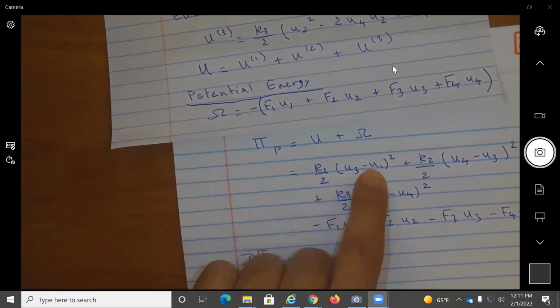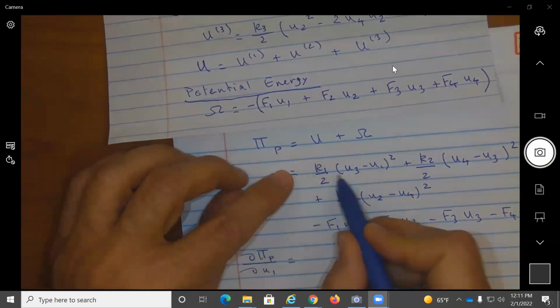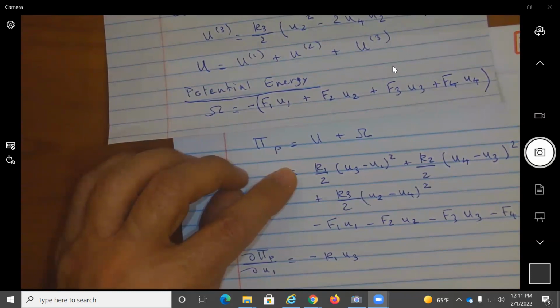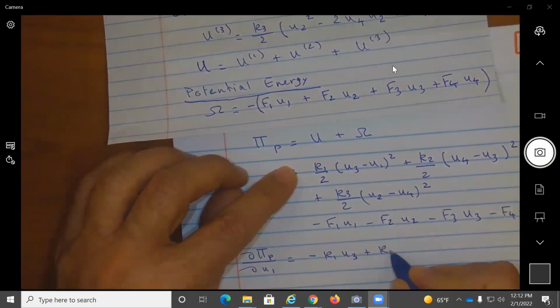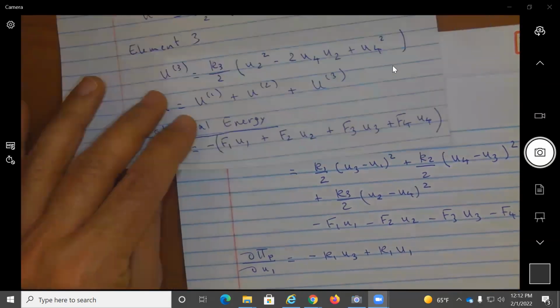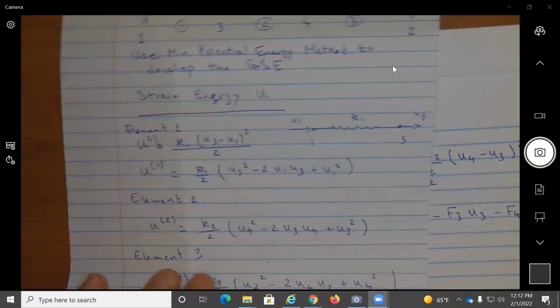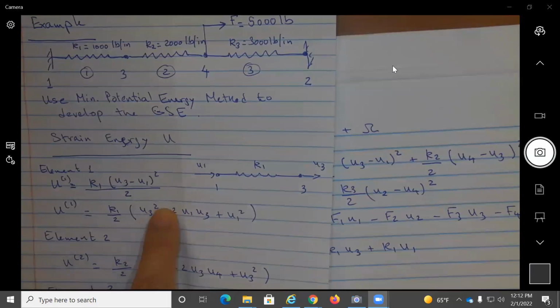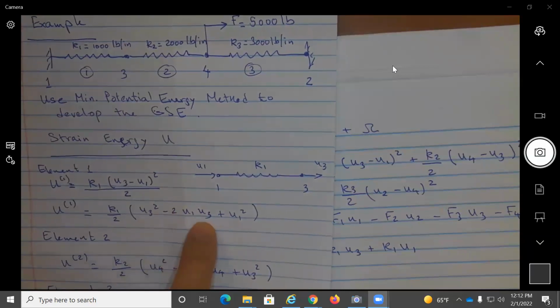So u1 is here. When I do this partial derivative, I'm going to get a minus k1 u3 and a plus k1 u1. And of course, you can see this from the expansion like we did earlier. So you get the u3 squared, and we get the minus 2 u1 u3.